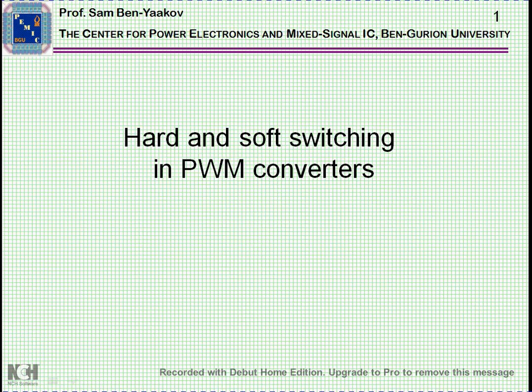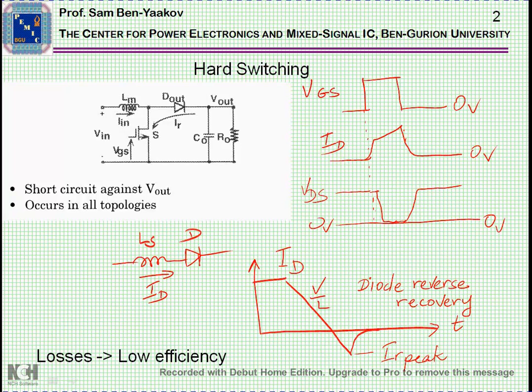Hi, I'm Ben-Yaakov. The title of this presentation is Hard and Soft Switching in PWM Converters. Let's start off with the notion of hard switching and see what's bad about this mode of operation.